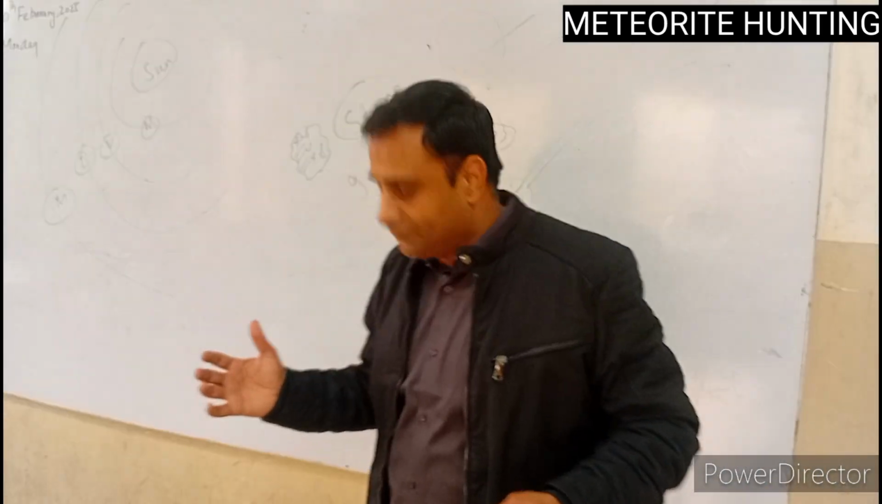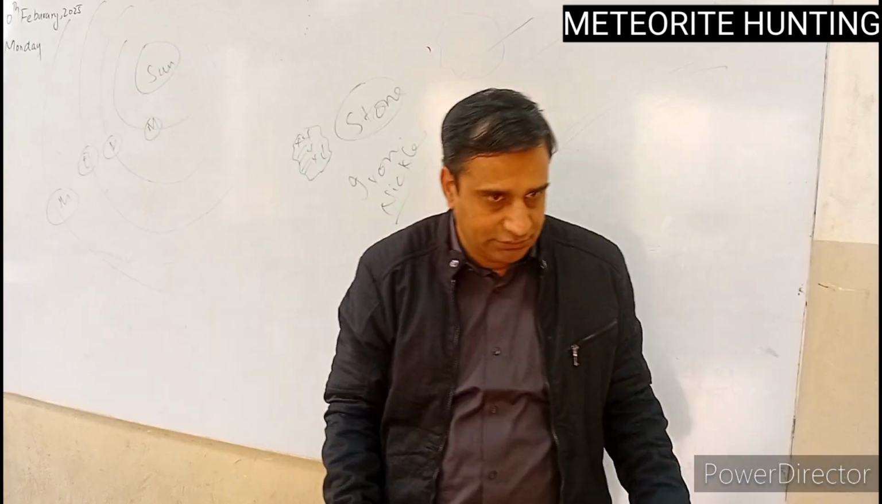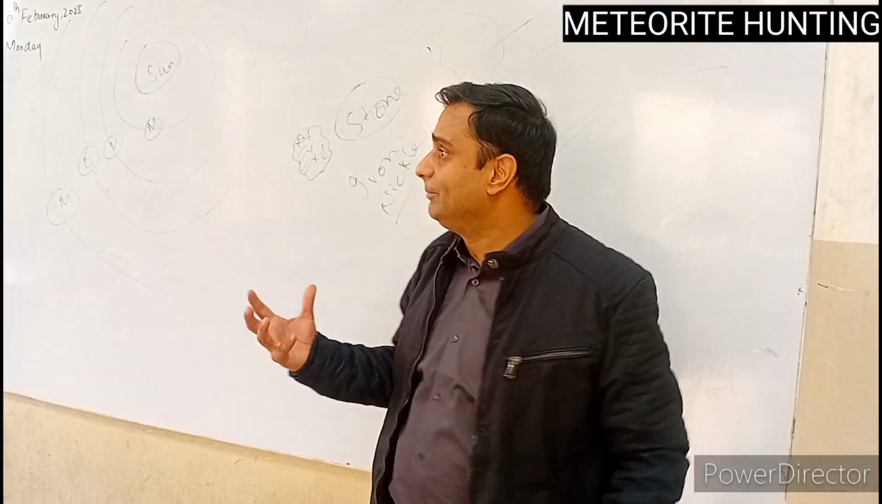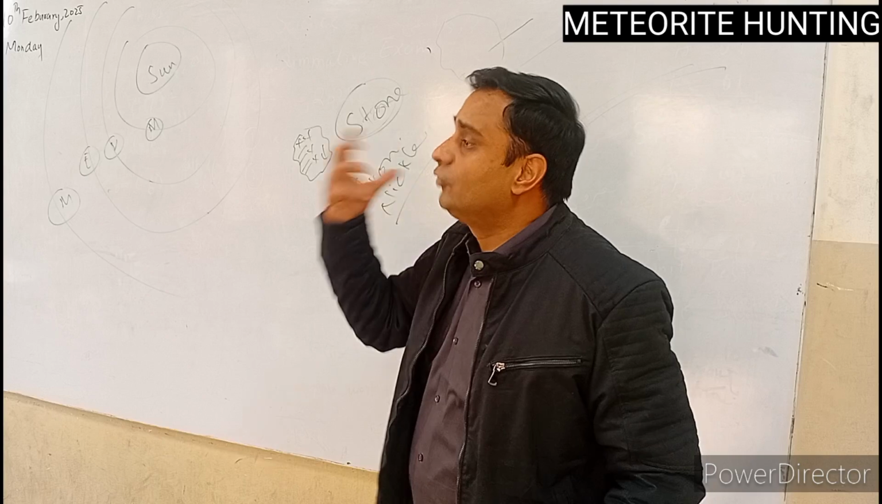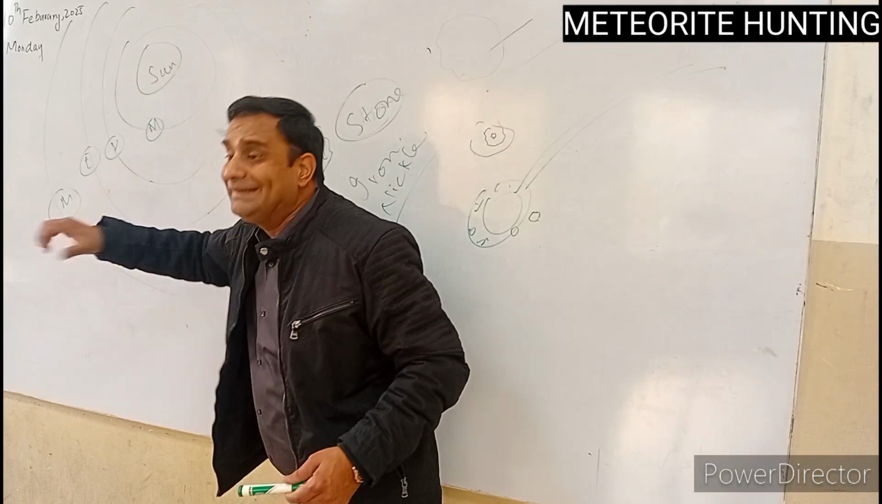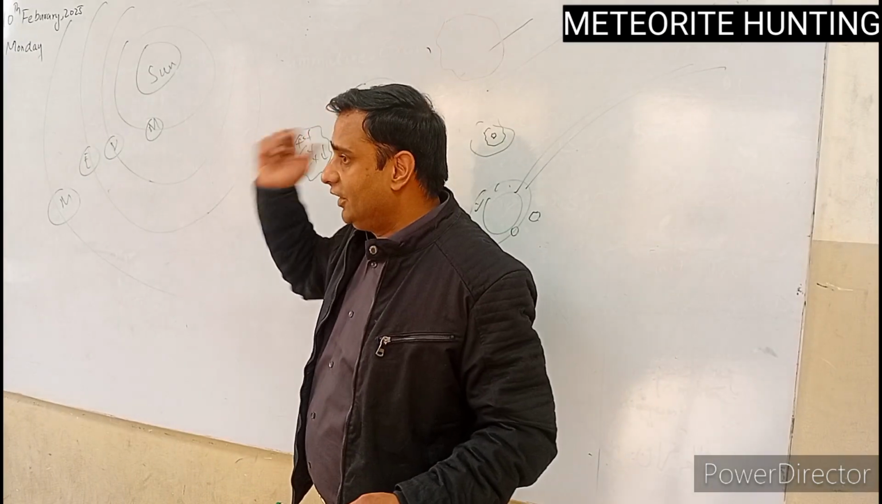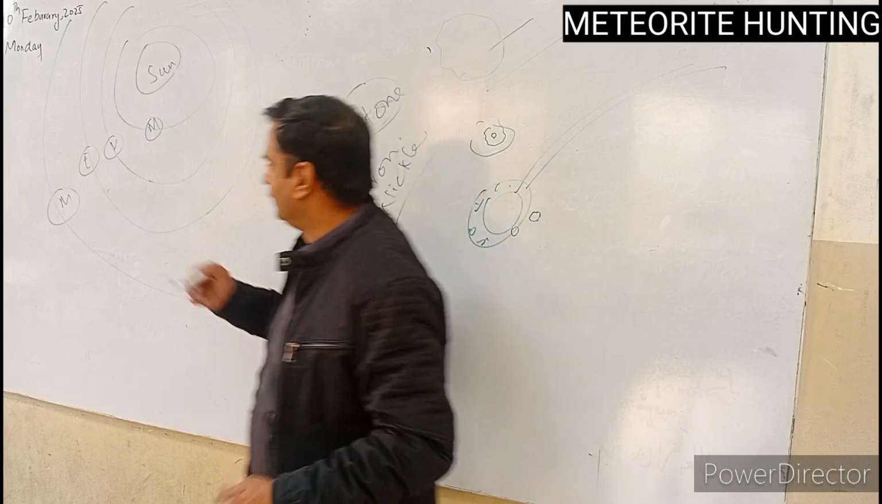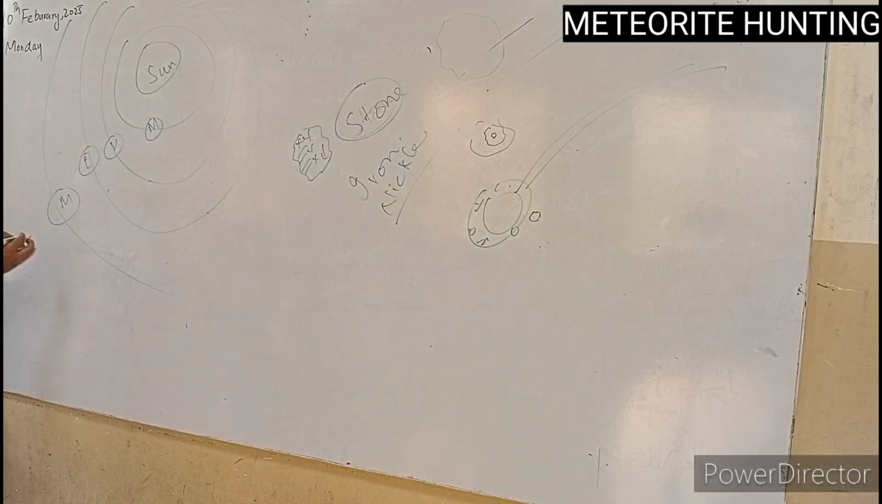Why are they called terrestrial? Because they are made up of hard rock. They are rocky planets. They are planets which have got rock. Now, extraterrestrial planets are those which come after Mars.